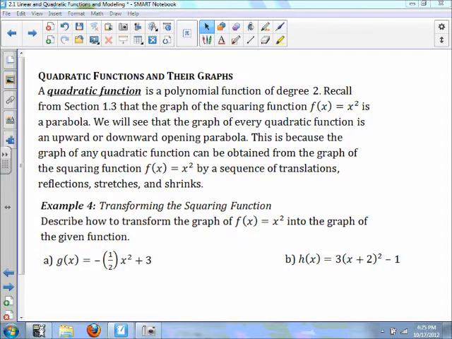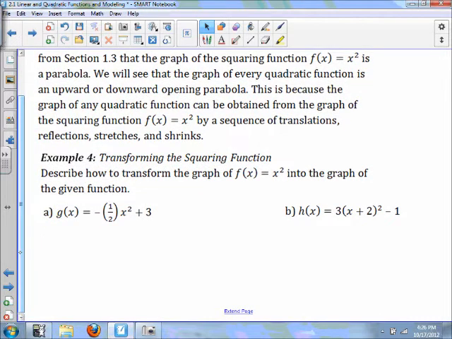A quadratic function is a polynomial function of degree 2. Recall from section 1.3 that the graph of the squared function x squared is a parabola. We will see that the graph of every quadratic function is an upward or downward opening parabola. This is because the graph of any quadratic function can be obtained from the graph of x squared by a sequence of translations, reflections, stretches, and shrinks, which are things we went over in section 1.6.